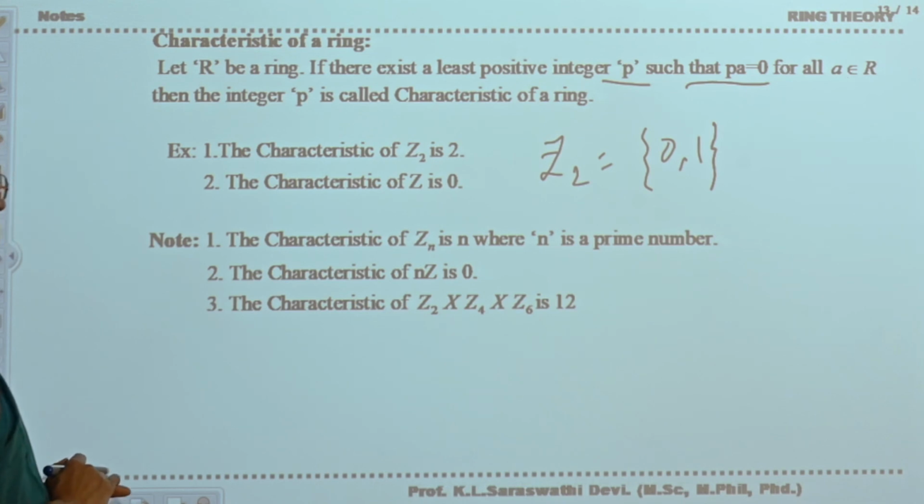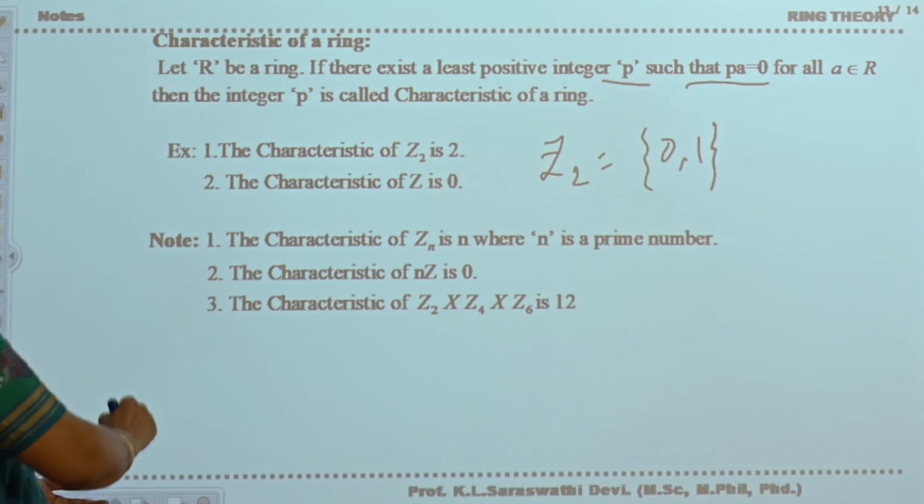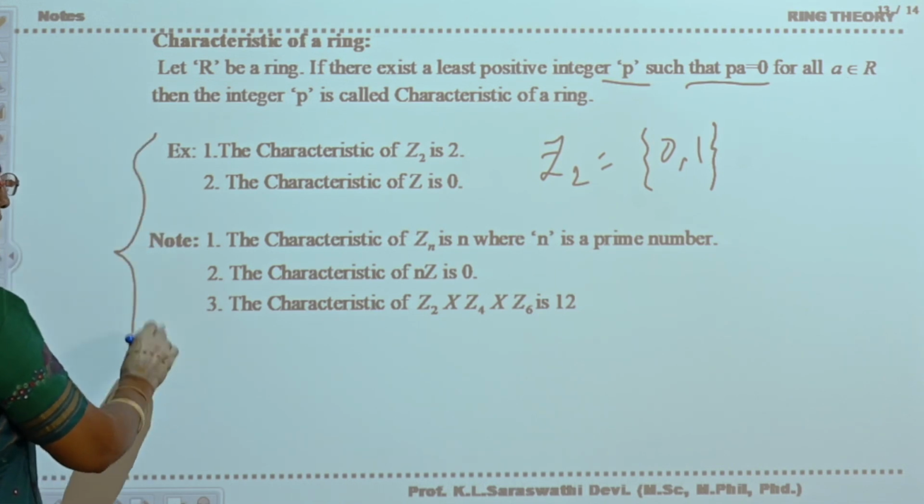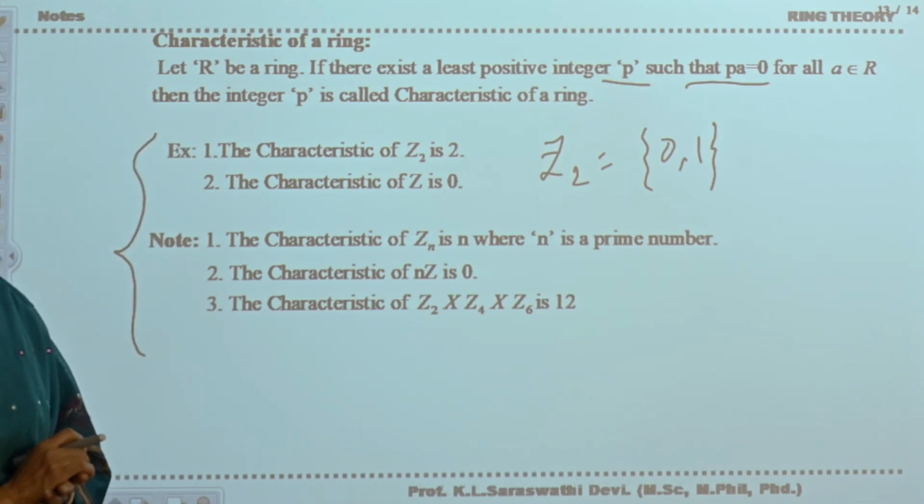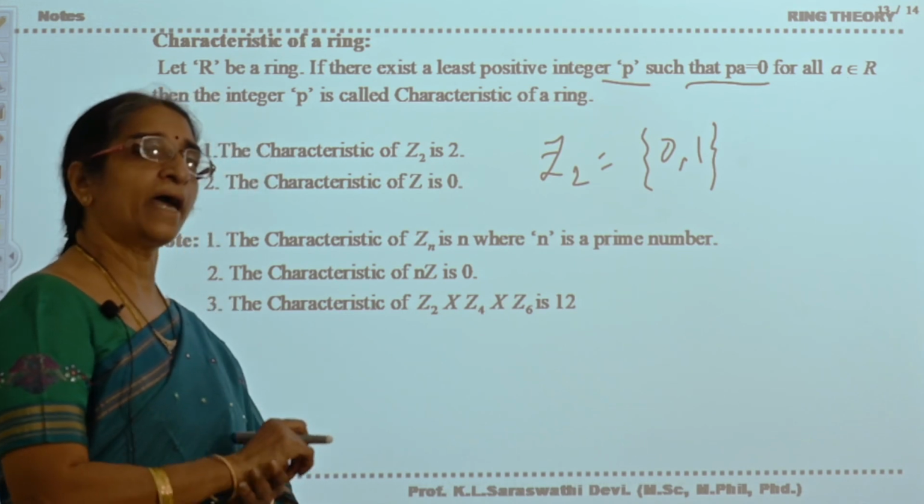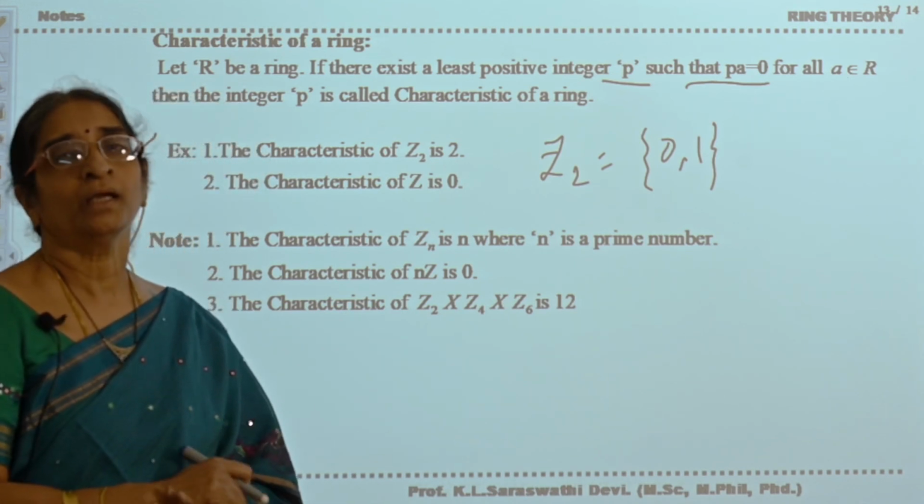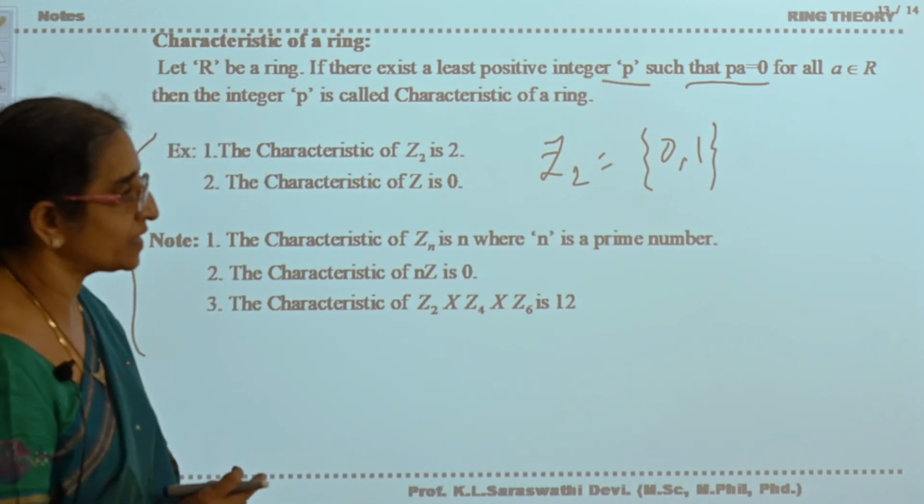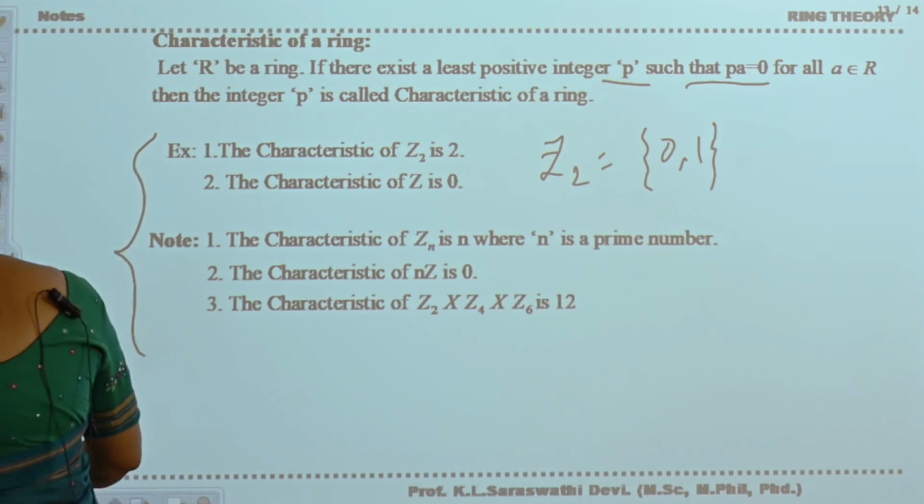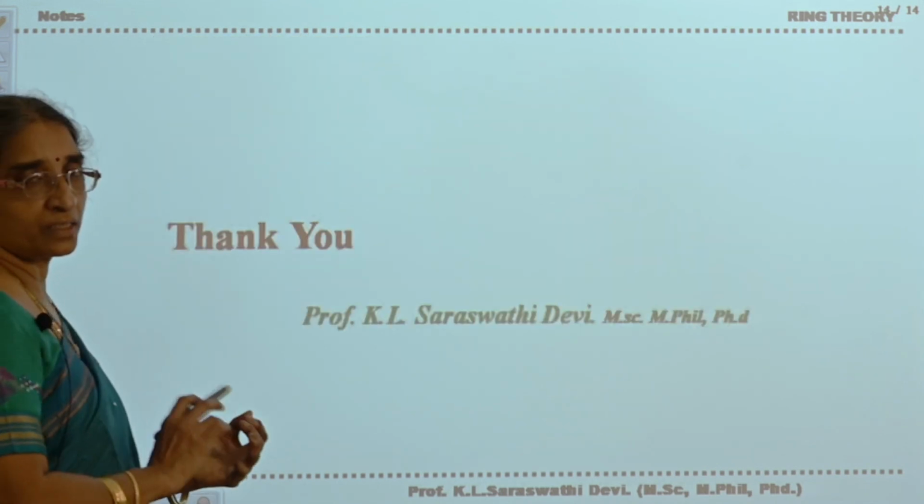Now the characteristic of Z is 0. The characteristic of Zn is n, where n is a prime number. The characteristic of N is 0. The characteristic of Z2 by Z4 by Z6 is 12. A clear explanation of these things we will see while studying the characteristics of integral domain, characteristics of prime numbers, etc.